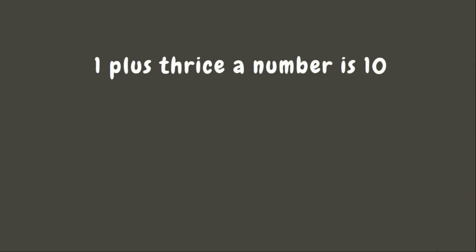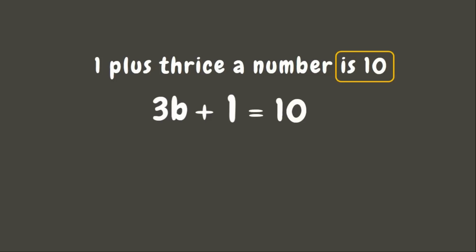Now let's have another example. We have 1 plus thrice a number is 10. So our first clue word here is thrice a number. And that means 3 times a variable. So we can say it is 3b. Next one, we have 1 plus, and that means plus 1. If we combine that together, we have 3b plus 1. And we still have more to translate. Here we have the word is 10, which means that equals 10. So that is 3b plus 1 equals 10.